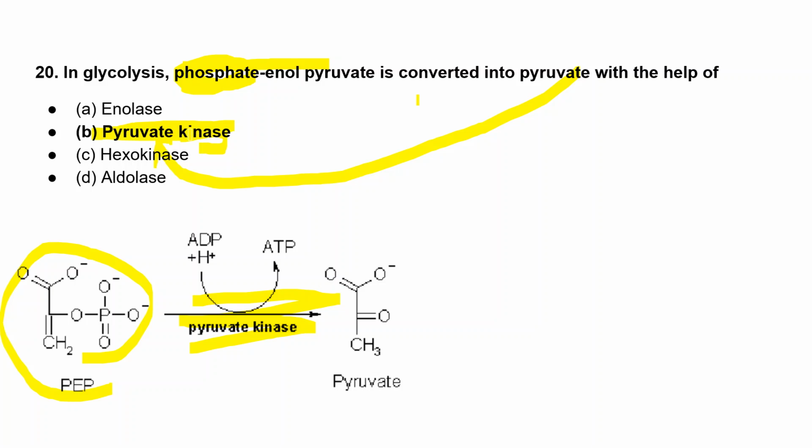So you can think a little bit and then you can guess, and from the question only you will get the answer, right? Phosphoenol pyruvate, we know that removal of phosphate is through the kinase, and it is converted into pyruvate. That means pyruvate kinase. So pyruvate kinase is the enzyme which converts phosphoenol pyruvate into pyruvate, right? So that's all. Any doubt?